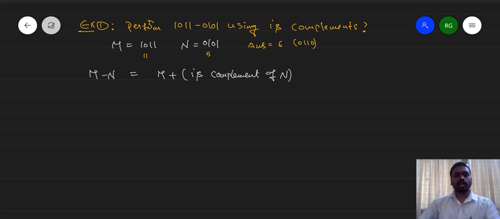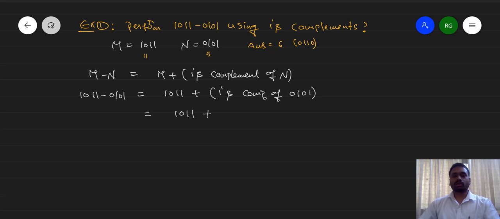Here my m value is 1011 minus n value is 0101, which is equal to my m value, that is 1011, plus the 1's complement of 0101. So now we have to calculate the 1's complement of n.